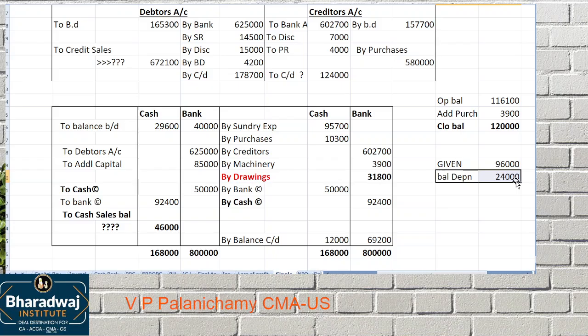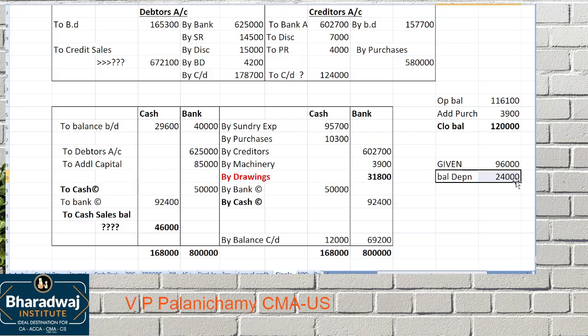Then this is simple. They prepare the opening balance sheet. Assets, debtors, all your cash in hand, cash at bank balances, outstanding expenses. Tally it, and you will get which one? Capital as a balancing figure. Then you can prepare the closing balance sheet. Opening balance sheet plus additional capital, assets given less depreciation, closing stock.